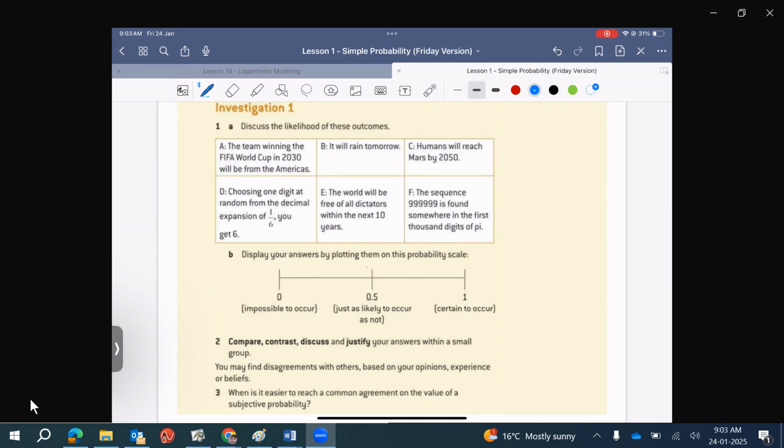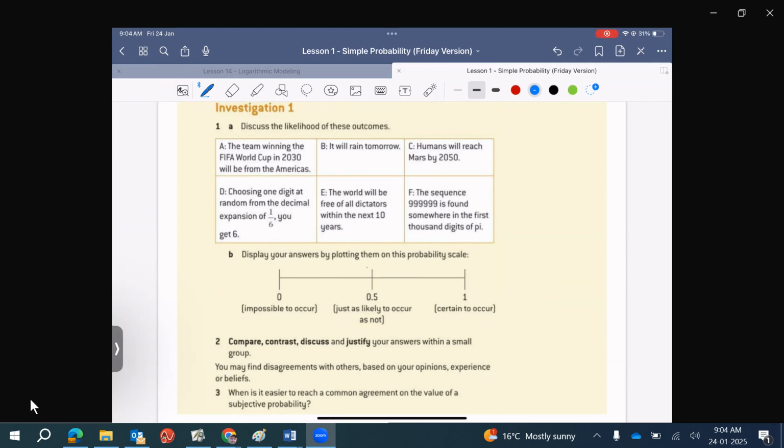Okay, welcome back. Discuss the likelihood of each one of these outcomes. So that the team winning the FIFA World Cup in 2030 will be from the Americas. How would we work this one out? What is the likely probability? So to work this one out, your best way to do it is to look at past data. So how often has a team from the Americas won it compared to how often have they not?